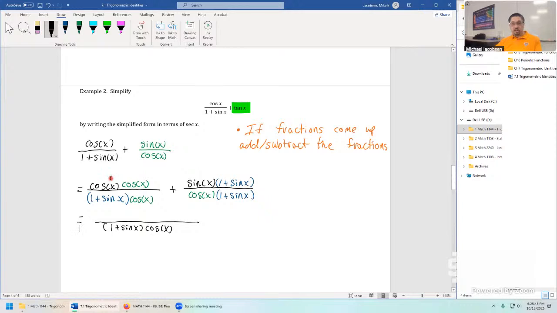In this numerator, we can also just multiply these through. Cosine times cosine will give us cosine squared x, then plus. We might as well distribute this through as well. This is a lot of copying, and this can save some time. We'll get a sine x plus sine squared x.